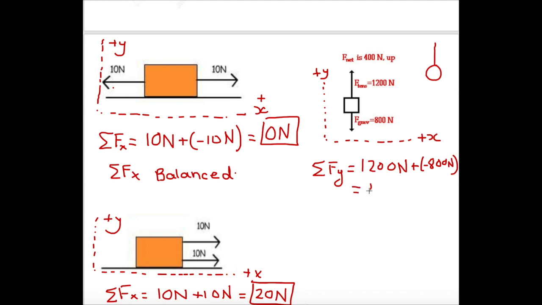1200 plus negative 800 gives me positive 400. Remember that we want to say a direction, so since it's positive, we know that it is facing upward, or we could also say in the positive y direction.